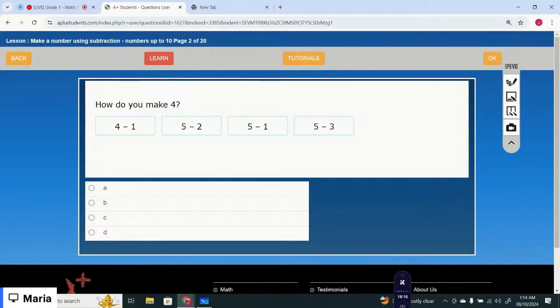The correct option is, very good, that is 5 take away 1. Option number C is the correct option. 5 take away 1 makes 4.